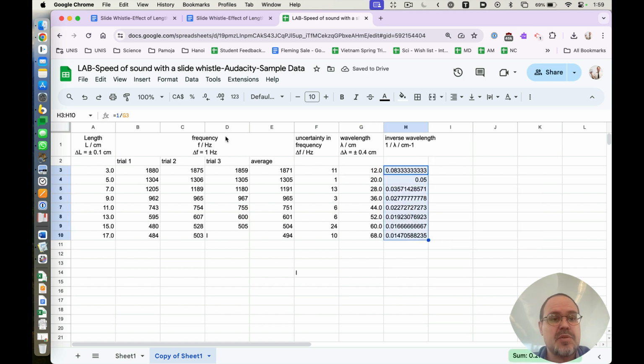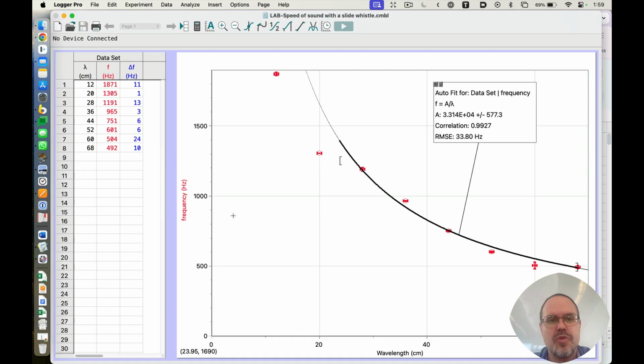Let's control these decimal places some. That's pretty good. Maybe one more. Yeah, one more is good. I'm going to copy these. I'm going to go to Logger Pro.